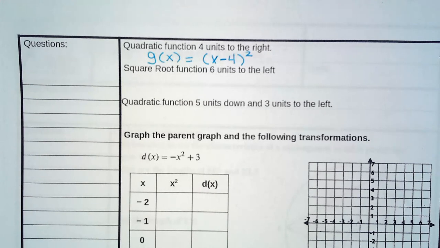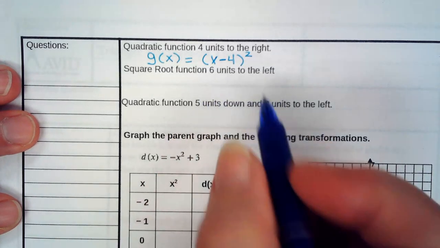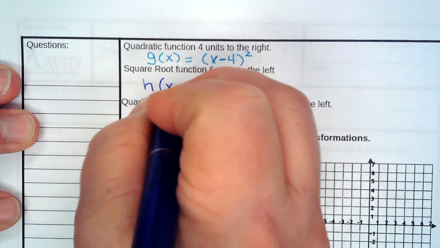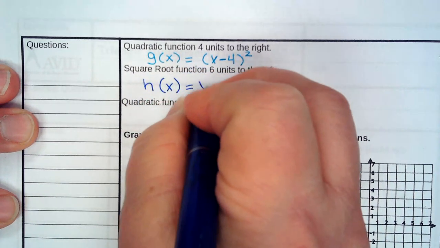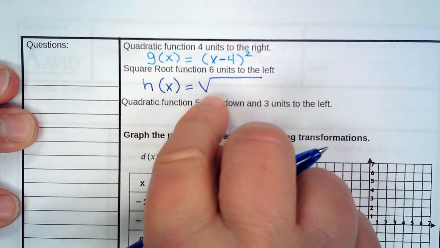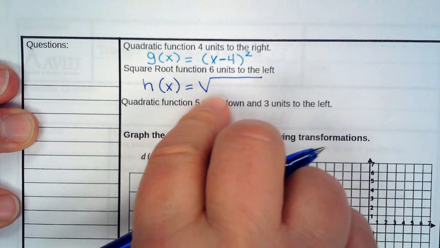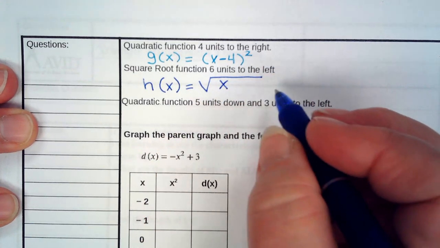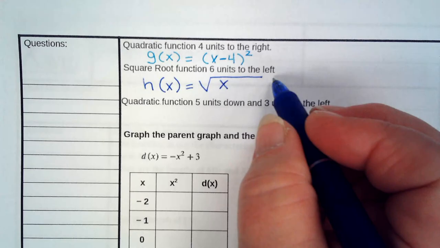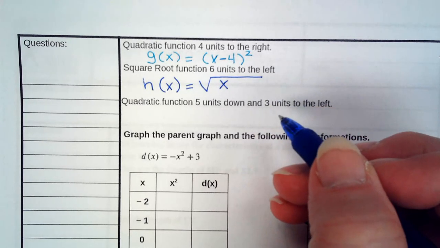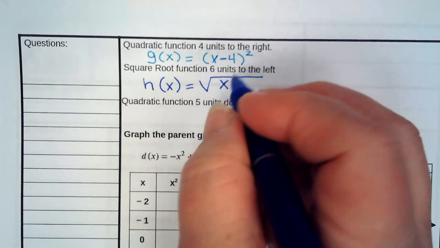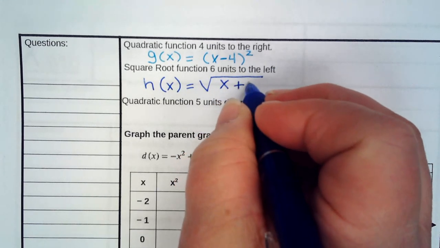So let's look at the square root. We used h for that. This time it's 6 units to the left. Our square root symbol is our grouping symbol. So whatever we do to move left or right, we've got to go underneath our grouping symbol. To the left, we think about subtracting, but we will actually add.